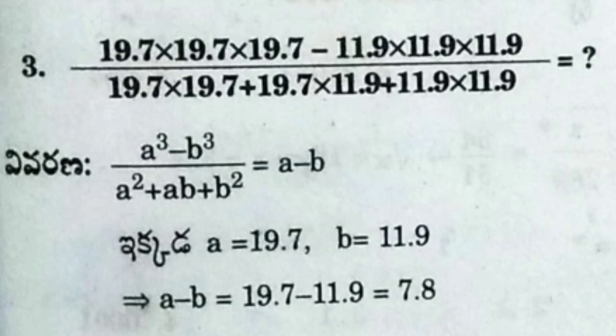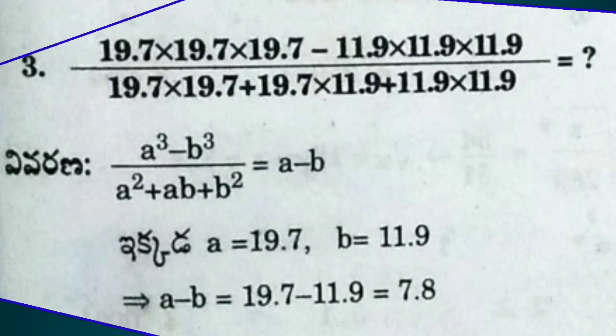From this formula we can write (a cube minus b cube) by (a square plus ab plus b square) is equal to a minus b. So a is equal to 19.7, b is equal to 11.9. Directly substitute the values in a minus b, which is 19.7 minus 11.9. The answer is 7.8.